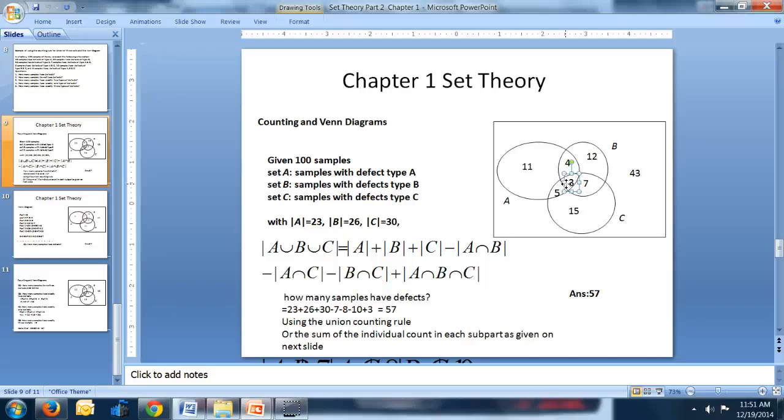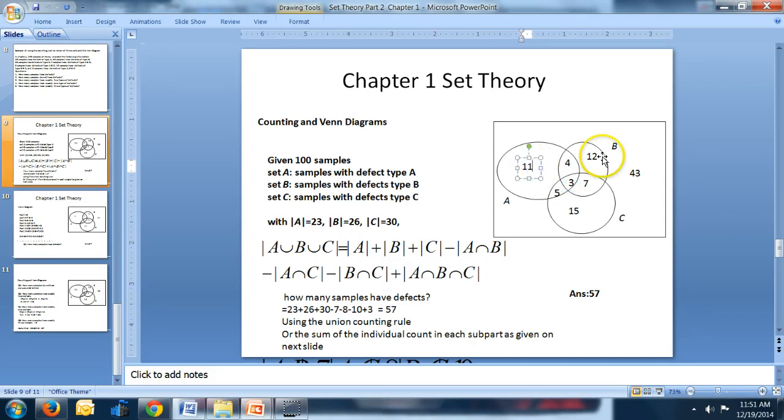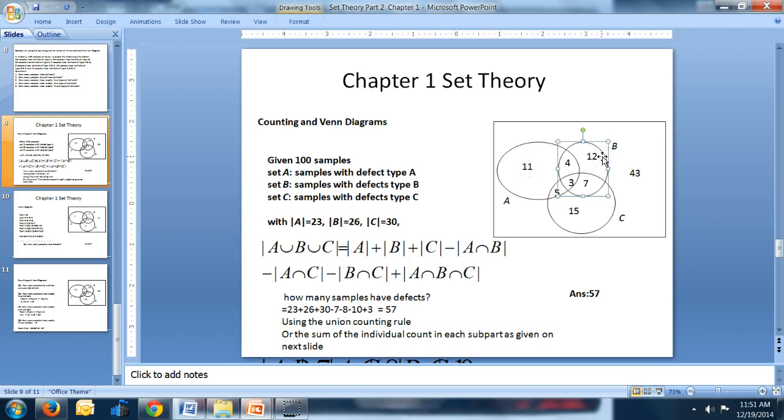Now to fill in the other numbers, we look into what we have in here. This is set A, this is set B. The information given to us is that A intersect with B means that these 2 sets have possibilities of common elements, which is A intersection B. But we were given the information that 7 items have defectives A and B.